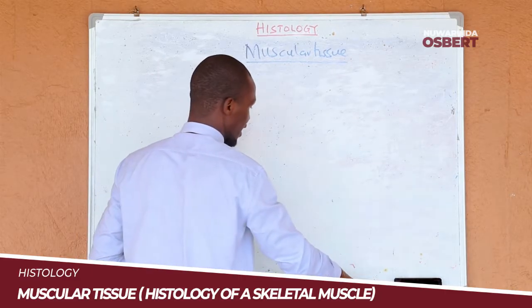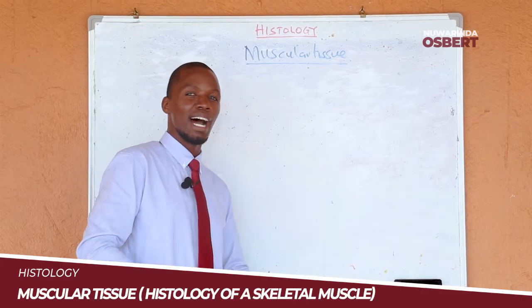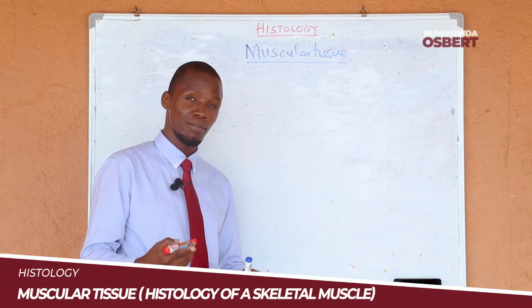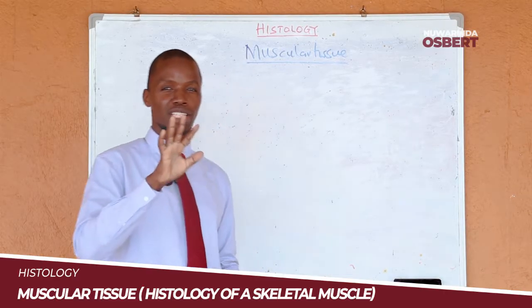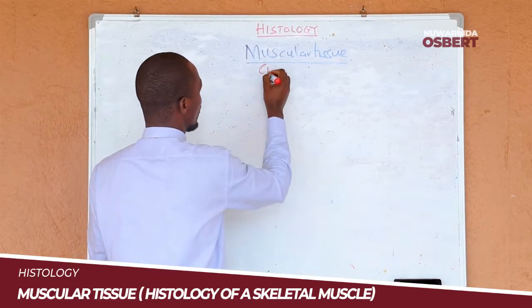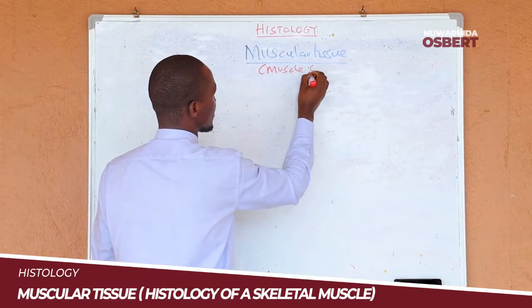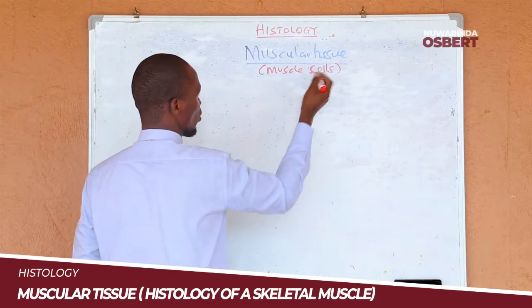Now, muscular tissue is made up of cells which are called muscle cells. And muscle cells, in this case, have a specific name, which is the muscle fiber. So we are saying muscle tissue is made up of muscle cells, and we call these muscle cells muscle fibers.